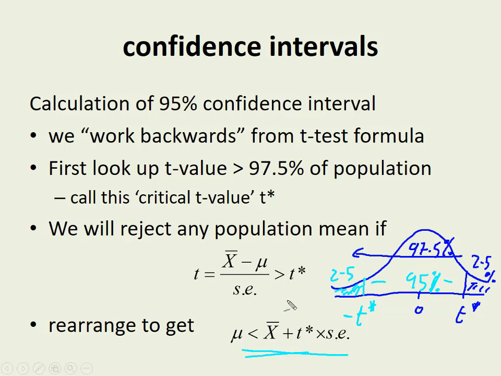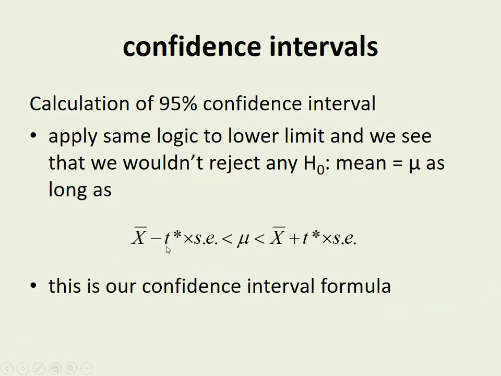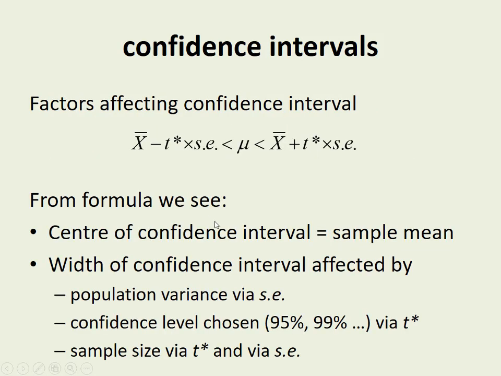Then if you look at what happens if you're going to reject it when it's down here? You have to start with less than negative t star. So if you change that to less than negative t star, and then rearrange that, then you get the part that works for the bottom of the interval, coming to the next slide. That gives you this bit here. Mu must be bigger than this part. So mu's got to be in between x, the sample mean minus t times the standard error, and the sample mean plus t times the standard error. That's the confidence interval formula, like this.